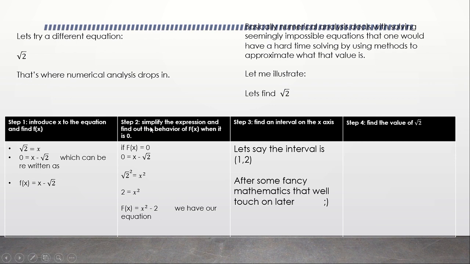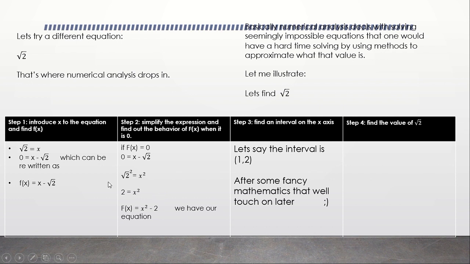And then we can also simplify the expression, and we want to get rid of the radical here. So we can just introduce a square to this equation. So we square this radical, and we square this function. And then we have this type of relationship where 2 equals x squared. And then if we plug back 2 to the right hand side, we're going to have f of x, which is equal to x squared minus 2. And we have our equation or function.